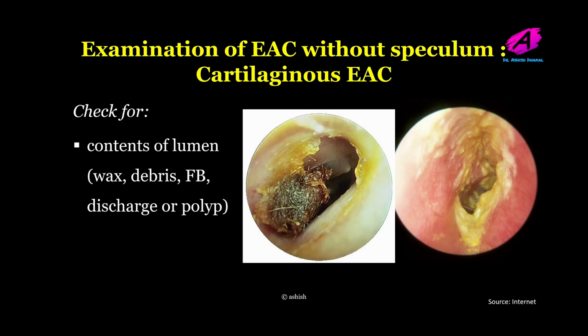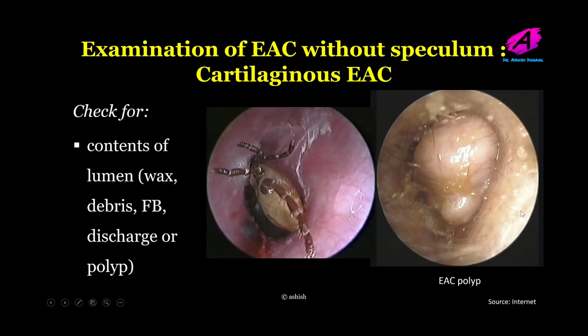So in the cartilaginous part of the external auditory canal, check for contents of the lumen such as wax, debris, foreign body, discharge or polyp, which will be present here. So here you can see wax in the external auditory canal. Maybe there is some debris or foreign body may be lodged here. Here you can see discharge in the external auditory canal.